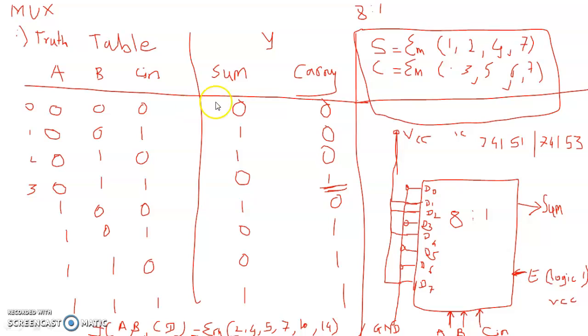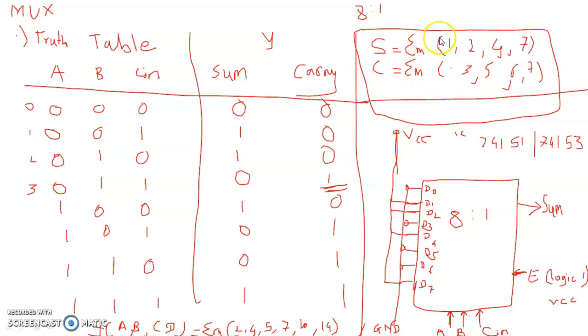0 plus 0 plus 0, sum is 0 and carry is 0. Suppose the input is 0, 1, 1. So 0 plus 1 makes 1, 1 plus 1 makes 0 and carry 1. As per these binary addition rules, we have calculated this truth table, and after that with the help of multiplexer we can directly draw the circuit diagram.